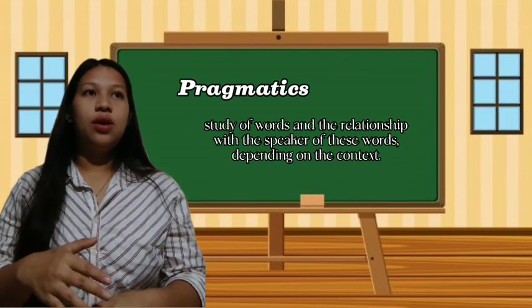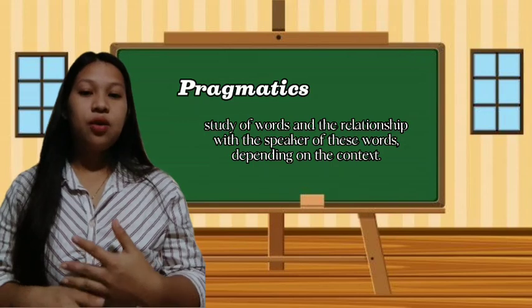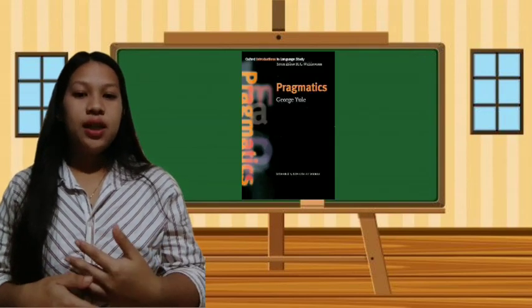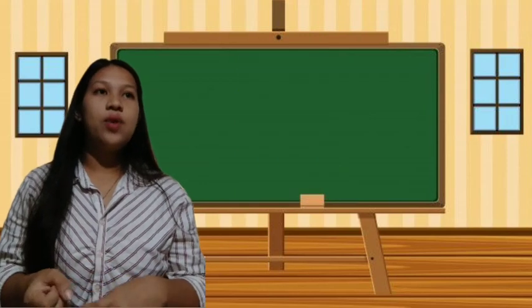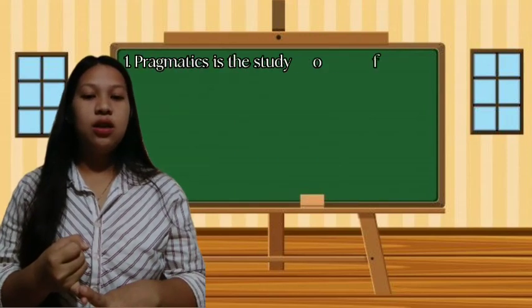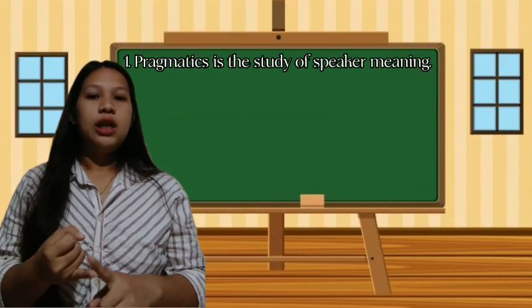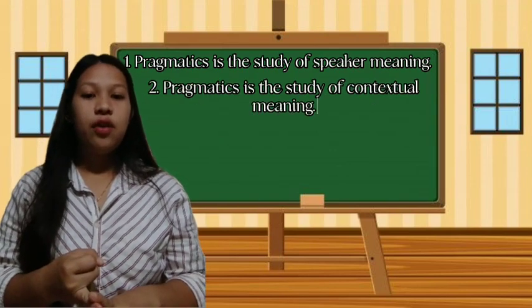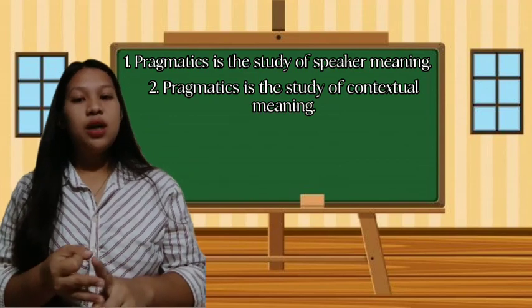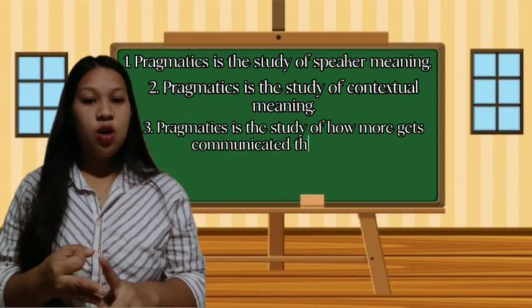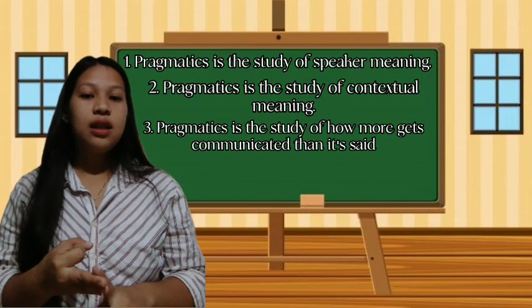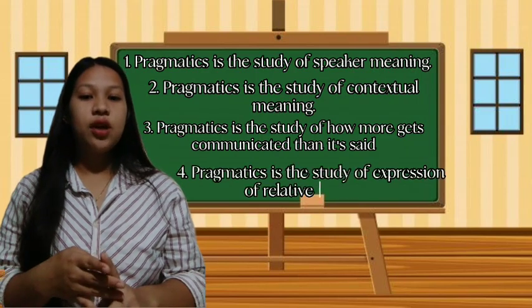And we also know the four dimensions that George Yule defined in his book. First, pragmatics is the study of speaker meaning. Pragmatics is the study of contextual meaning. Pragmatics is the study of how more gets communicated than is said. Lastly, pragmatics is the study of the expression of relative distance.